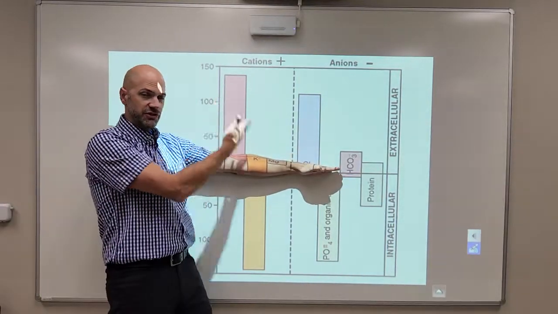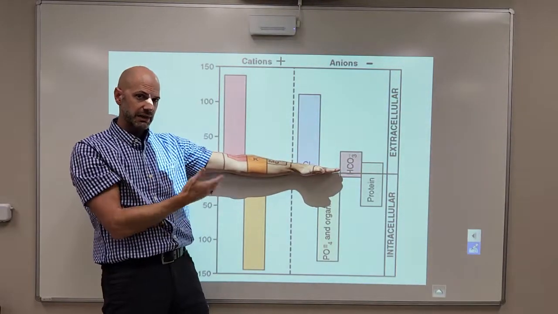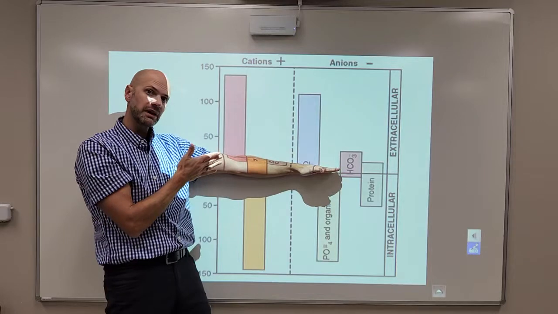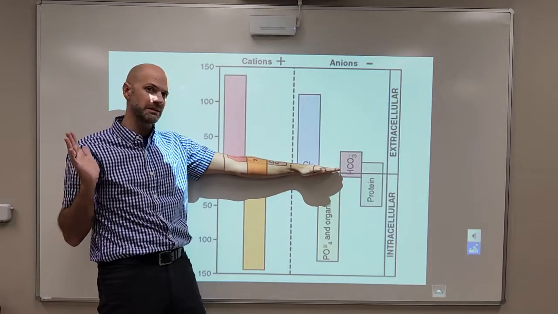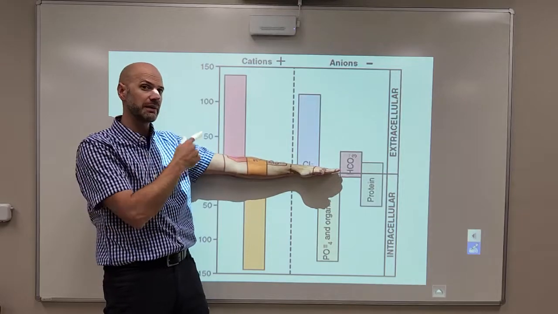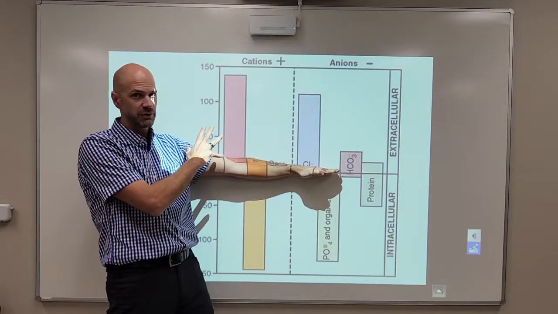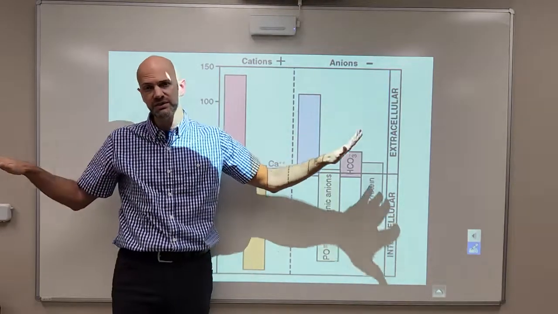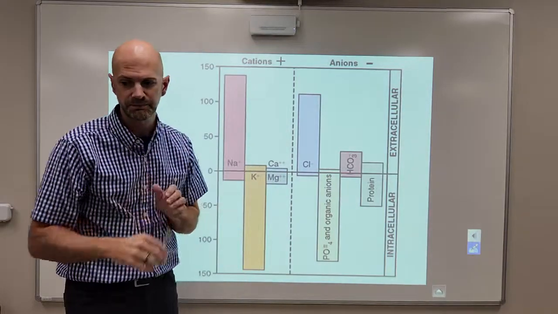This relative distribution of ions across a membrane is true in the neuron as well as many other places in the body, in the kidneys and in the digestive tract. We're going to be referring back to this general distribution of ions all across human cells.